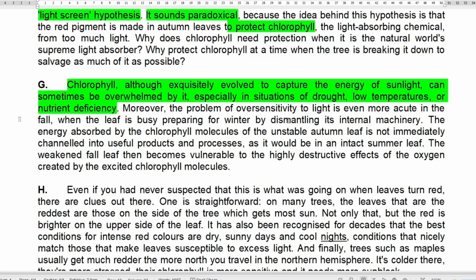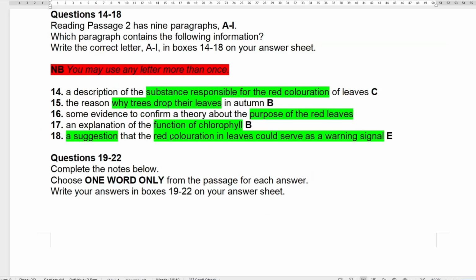Moreover, the problem of oversensitivity to light is even more acute in the fall, when the leaf is busy preparing for winter by dismantling its internal machinery. The energy absorbed by the chlorophyll molecules of the unstable autumn leaf is not immediately channeled into useful products and processes, as it would be in an intact summer leaf. The weakened fall leaf then becomes vulnerable to the highly destructive effects of the oxygen created by the excited chlorophyll molecules. Okay, reconfirmation. No, we don't have anything just yet.